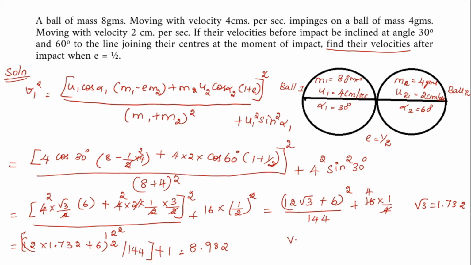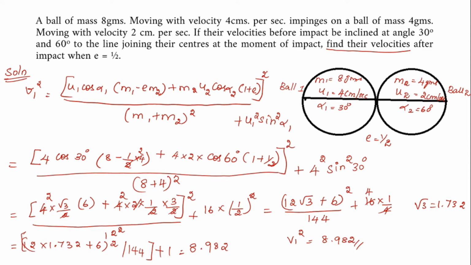So our V1 square is equal to 8.982. So in the second part, we are going to see the V2 square. Okay, we know the formula for V2 square. So we are going to substitute the values of M1, U1, alpha 1, M2, U2, alpha 2 in the V2 formula.